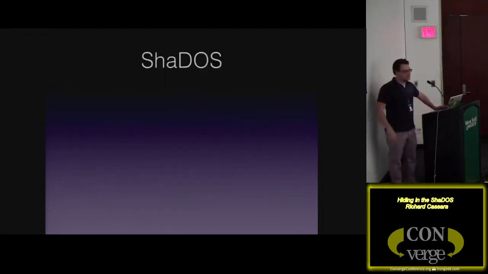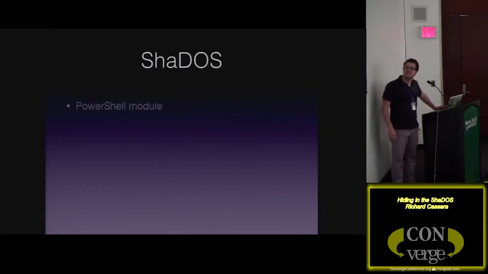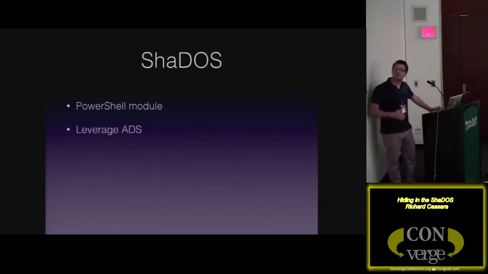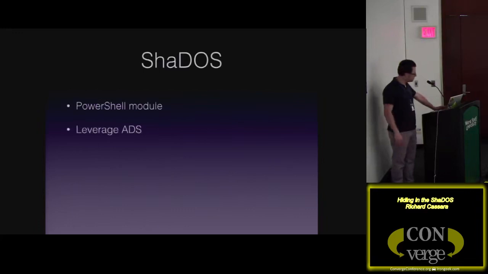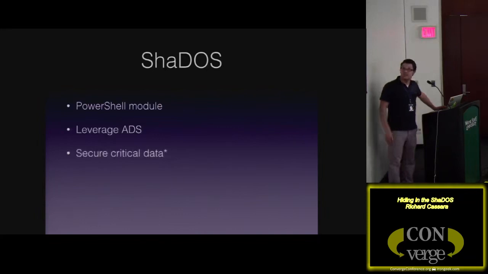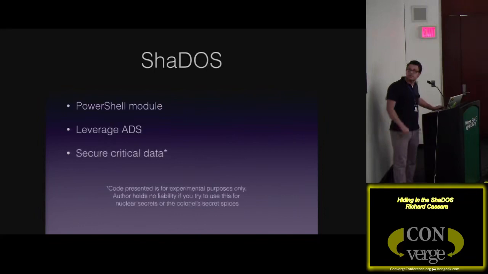So now to get into the actual meat of the presentation, this is ShaDOS. As I said, it's a PowerShell module, and it uses alternate data streams in Windows in order to hide data. So what you can do is take some critical piece of data and secure it. I don't know if that's too small, but I have a disclaimer that this code is entirely experimental and for research purposes. If you try to actually secure anything important and lose it, I hold no responsibility for that.